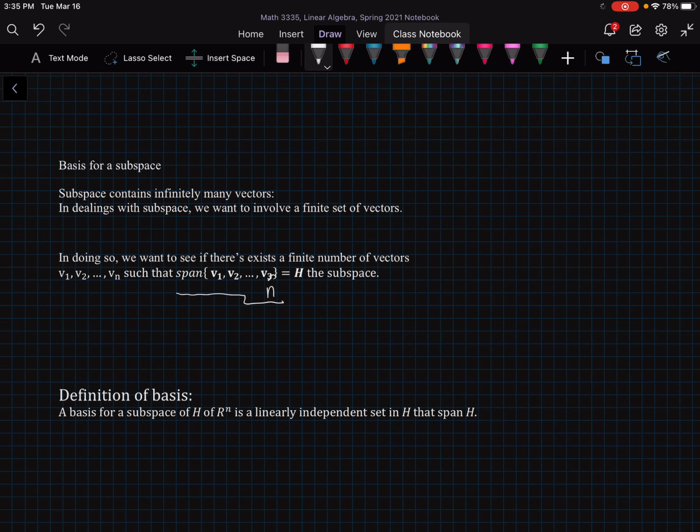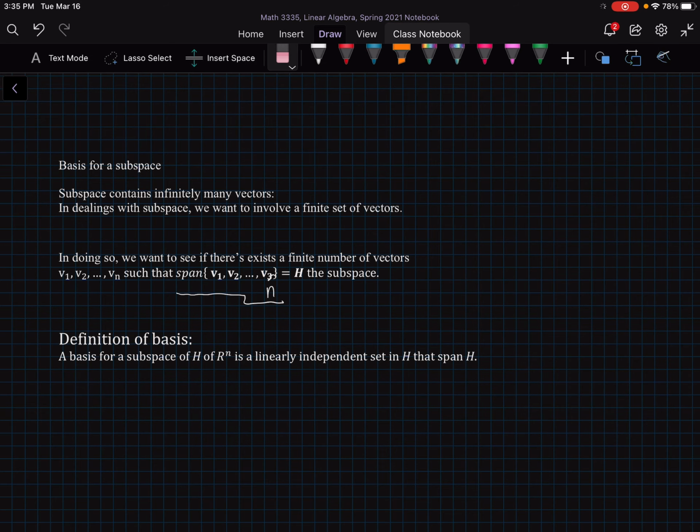So let's look at the definition first. Definition of basis. The basis for a subspace H of Rn is a linearly independent set that spans H. So H is a subspace.